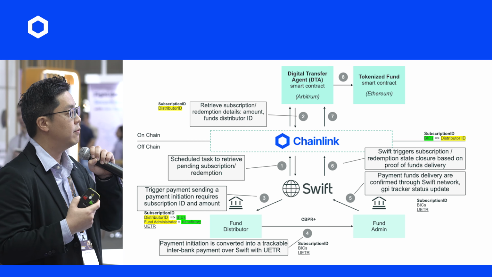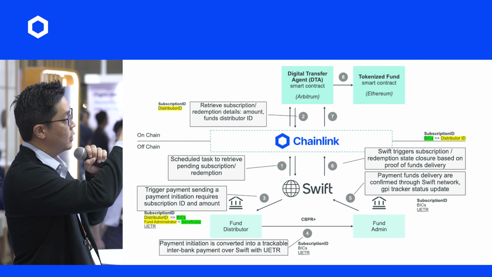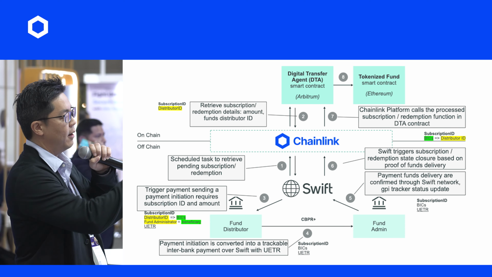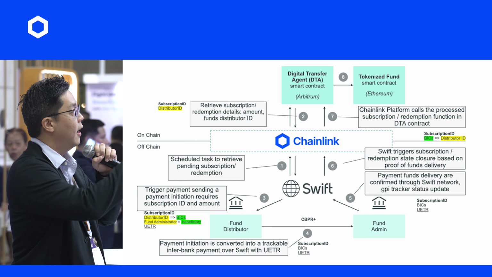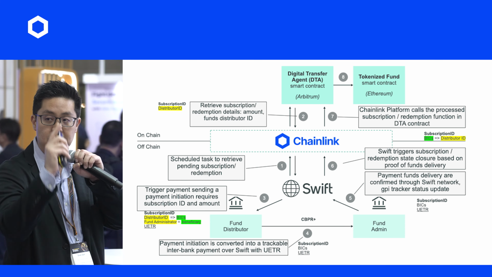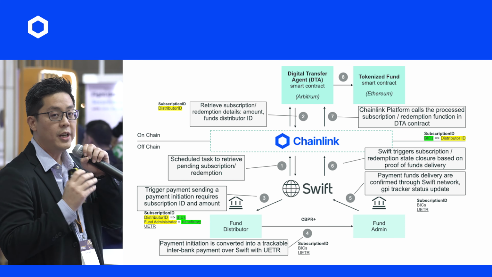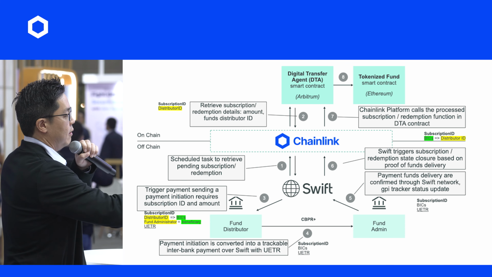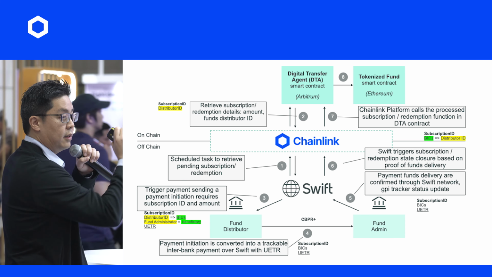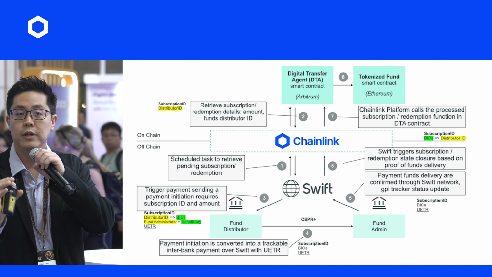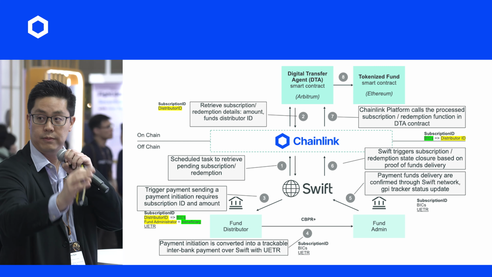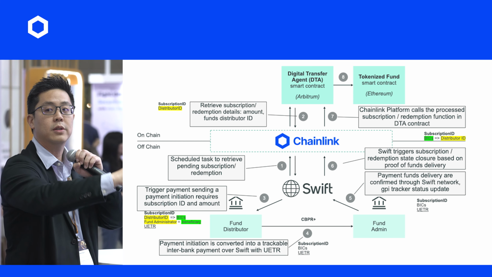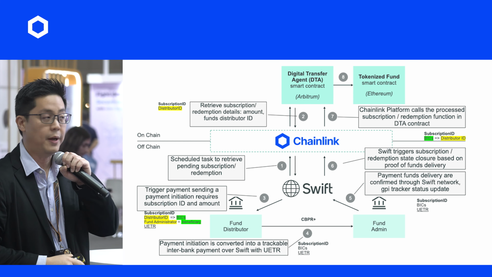calls the subscription redemption functions in the DTA contract, which is the digital transfer agent, right? And from there, what happens is that the DTA will call through CCIP, which is Chainlink's protocol, and then it will send and mint the tokens. So in a nutshell, everything here, as you can see, has all the critical key identifiers and information to ensure that the entire fund subscription and redemption process is fulfilled throughout the entire Swift network to the blockchains, right?